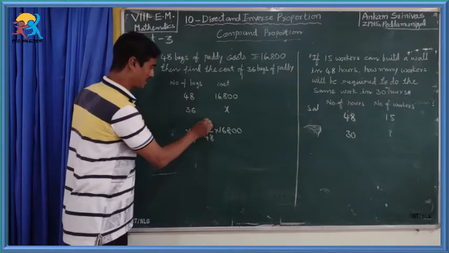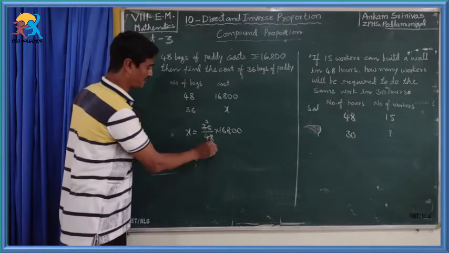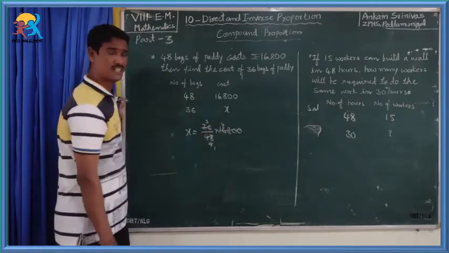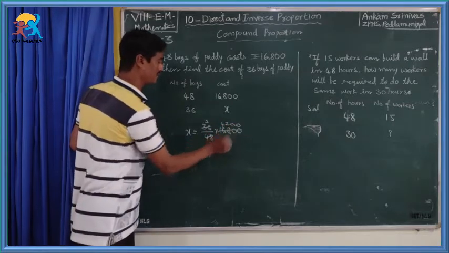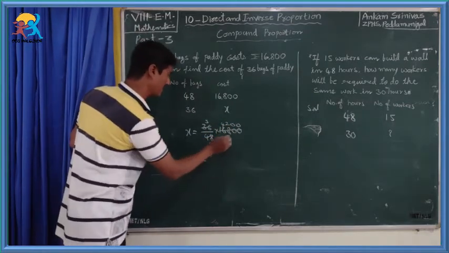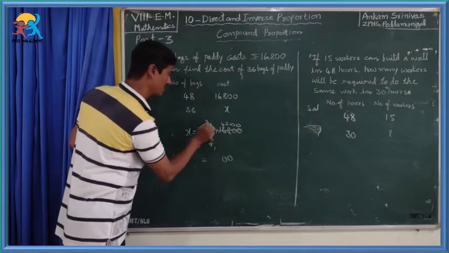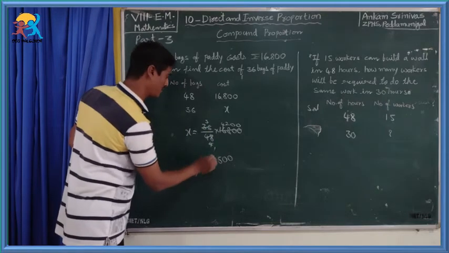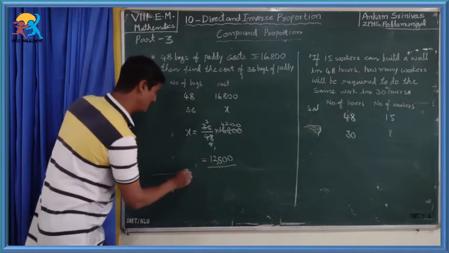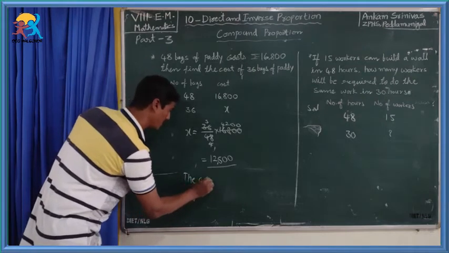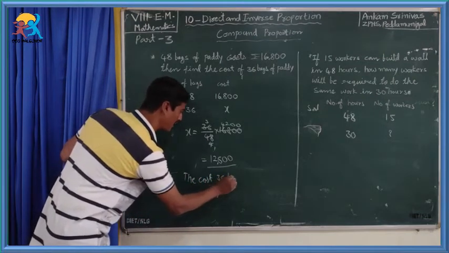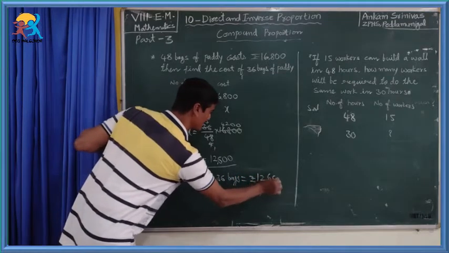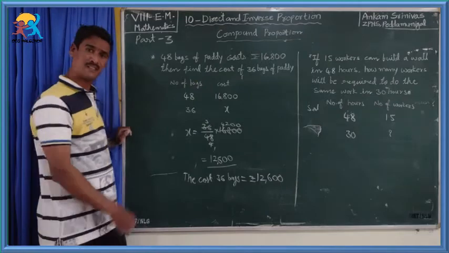Now 12 threes are 36, 12 fours are 48. 4 ones are 4, 4 fours are 16, 4 twos are 8, 0 0. Then we get 0 0 here, 3 twos are 6 and 3 fours are 12. So the cost of 36 bags of paddy is equal to 12,600. How easy? Very easy.